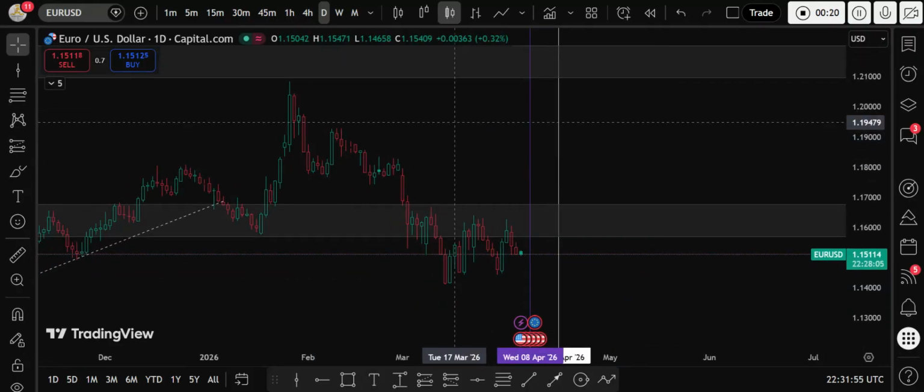So this is Euro USD. I just have a few things on this one, but let me just go through.